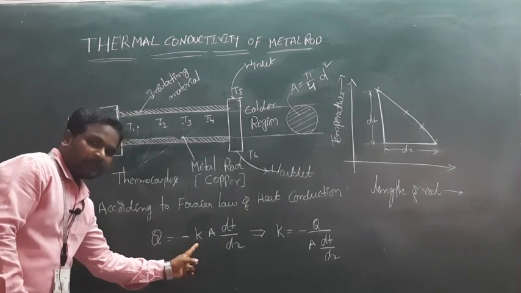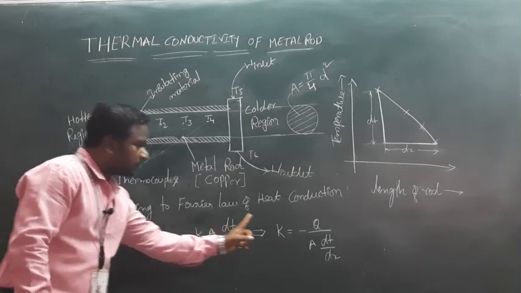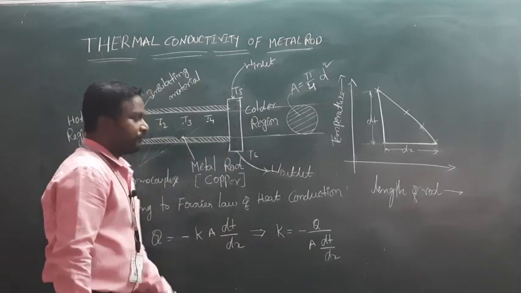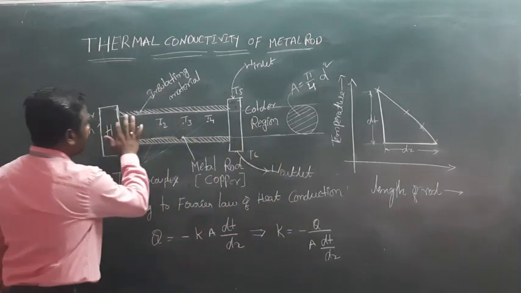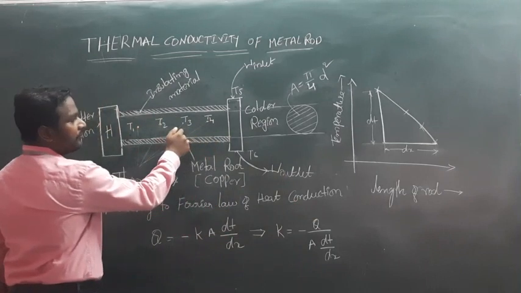In this formula, K means thermal conductivity. We need to calculate the thermal conductivity value. So, K equals minus Q by A into dT by dx. Here, Q means heat input to the rod and A means the cross sectional area of the rod.